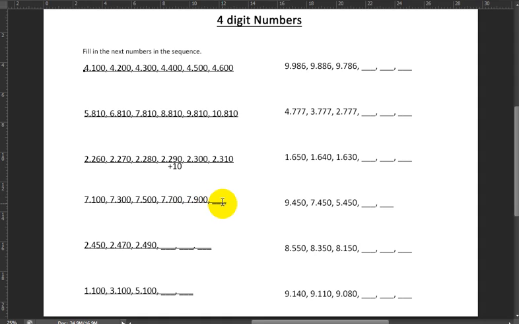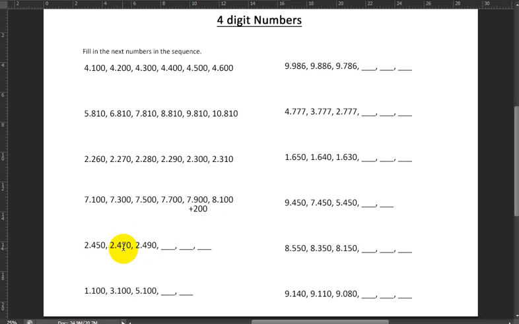If I add another 2 here, what's going to happen? Let's say I was adding 200 to this number. The zeros stay the same, okay? And I would say 9 and 2 makes 11. So I would write 1 and carry 1 over to the thousands. So it would become 8,100.